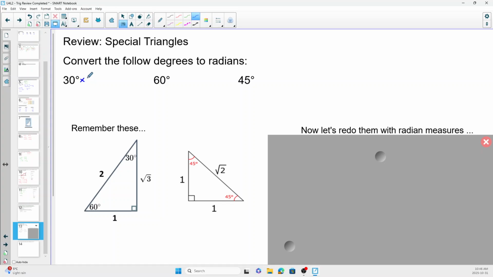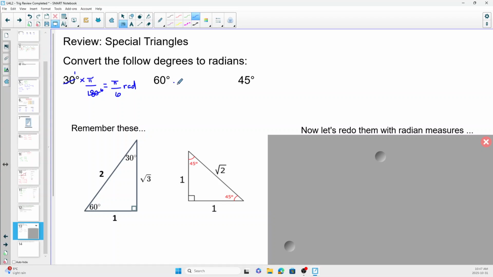So again, we're going to multiply by pi over 180. And then we're going to simplify and say, okay, I can divide 30 by 30. 30 divided by 30 is just 1. I can also divide 180 by 30, and that's 6. So if I divide both top and bottom by 30, that becomes 1, and this becomes 6, which means that 30 degrees is the same as pi over 6 radians.